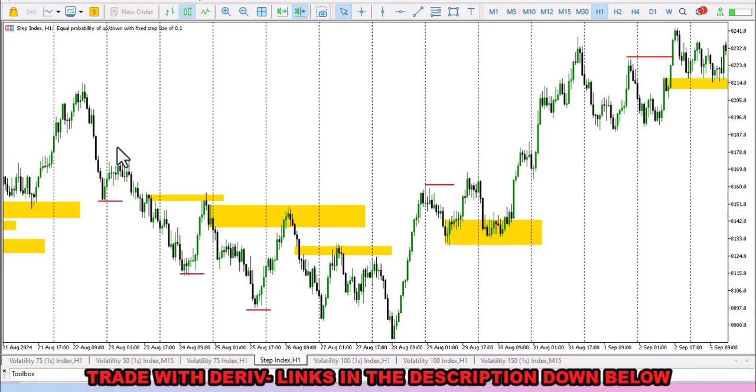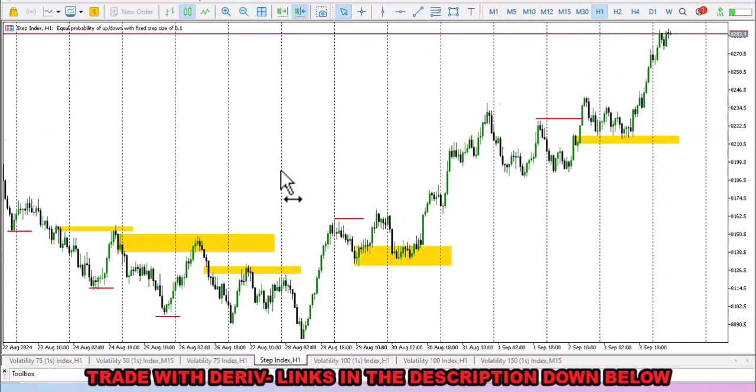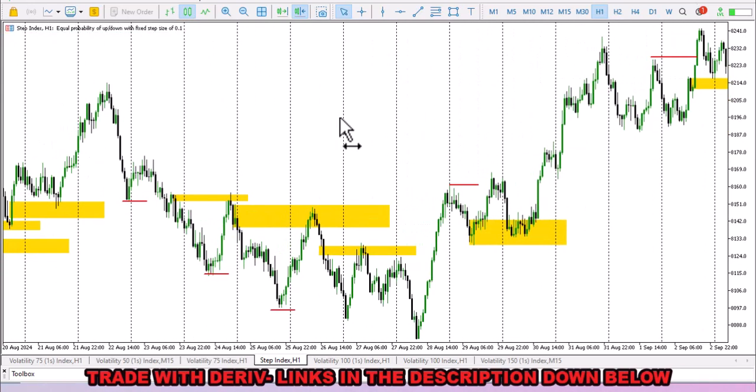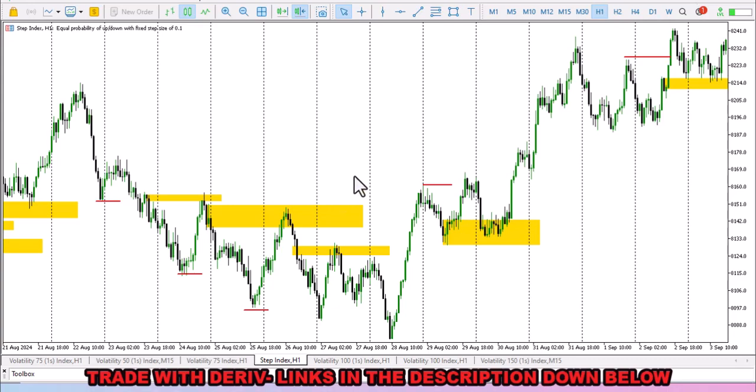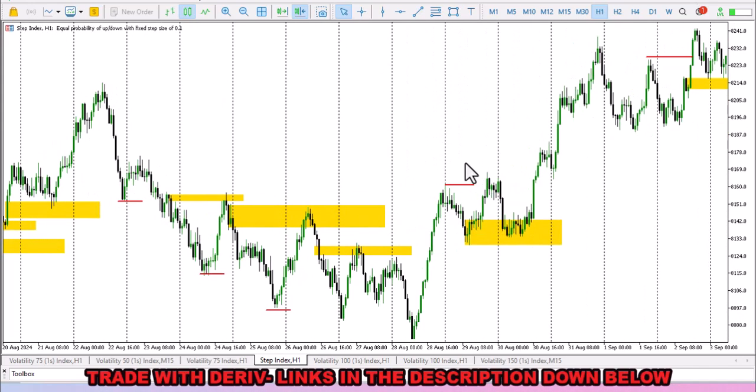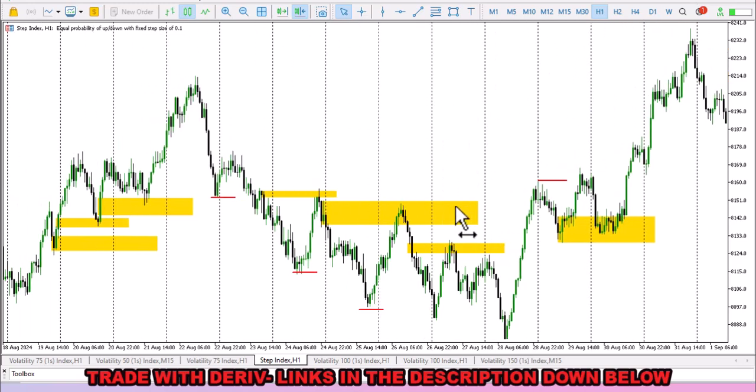So we are looking at this particular Step Index chart here on the H1, and what we want to see is to understand what are the points of interest that you can see on this particular chart. Then after identifying those points of interest, we are going to look at the entries on the M15, and we are going to look at the specific pattern that you need to follow for you to trade with this entry strategy that I'm going to show you.